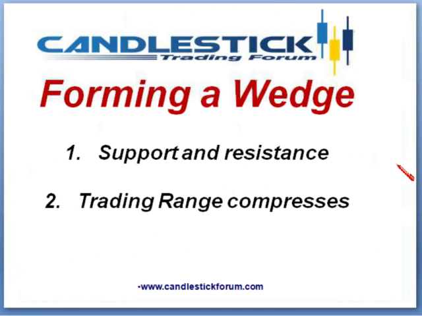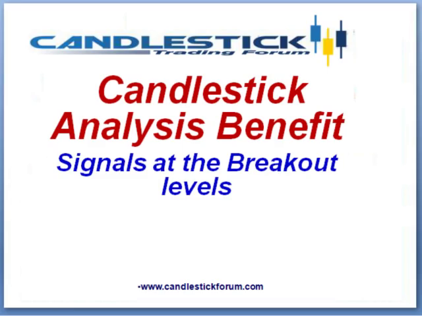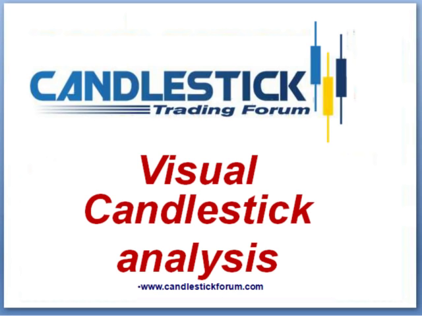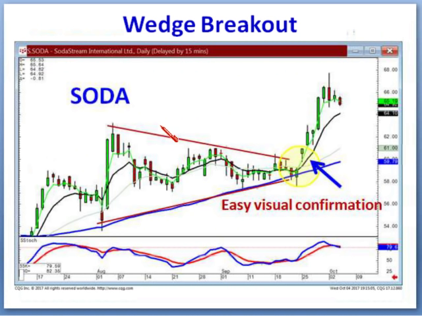So again, wedge formation is very simple to identify. Support and resistance and the compression. So what we have with a candlestick analysis is that we can see what type of strength or weakness is happening at the point of that wedge. I don't know why I lose some of the charts here. So visual candlestick. So if I see something like this, remember all the things that we can add to our analysis.